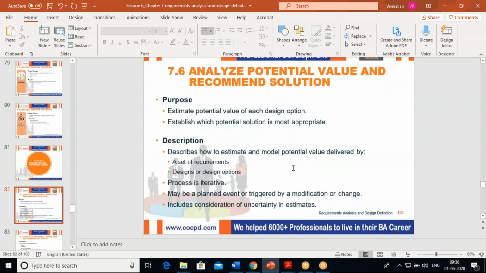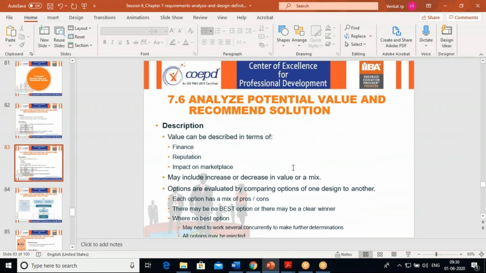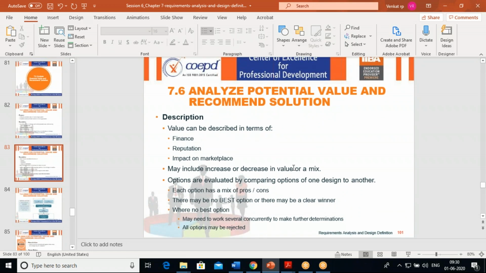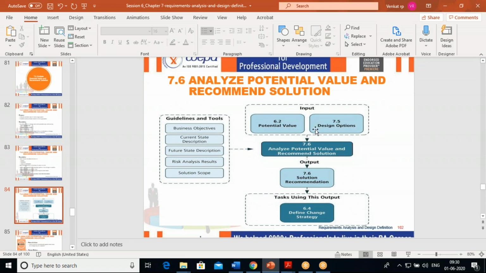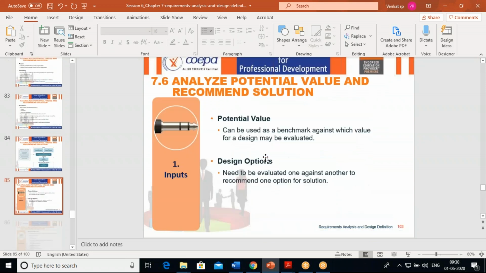And let us go with how it is going to happen. Here value can be described in terms of finance and reputation, impact on the marketplace, all this we will be considering. Okay, and next let us see what inputs it is going to take. Potential value and design options it is going to take, and the guidelines are business objectives, current state description, future state description, risk analysis results, and solution scope. Within these guidelines we will come up with a solution recommendation.